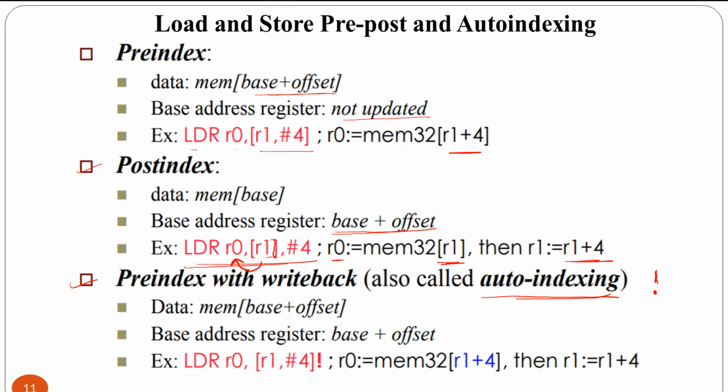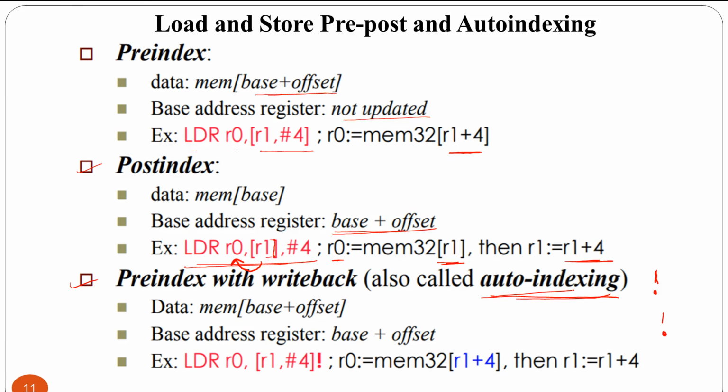Okay. So data is nothing but memory base plus offset address. And the base address is again updated with the base plus offset. In this we are putting this exclamation mark, which updates the address automatically. That's why it is called auto-indexing.